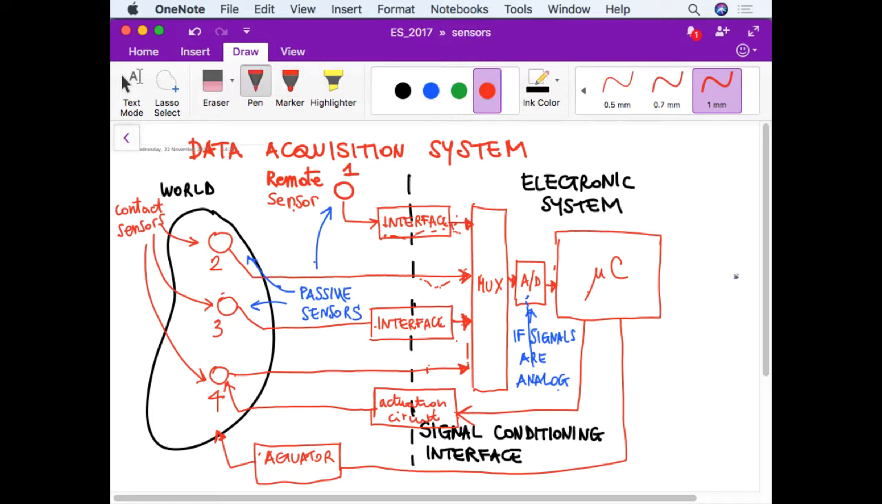Okay. And finally, to conclude, the microcontroller, of course, has to communicate with some memory banks and with some peripherals.